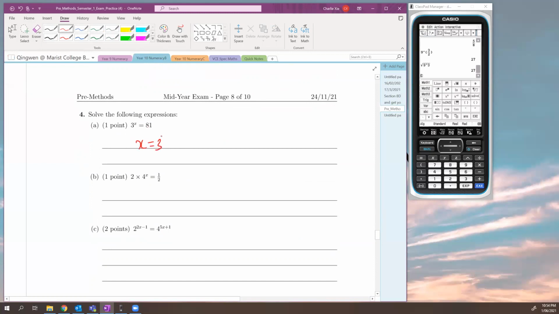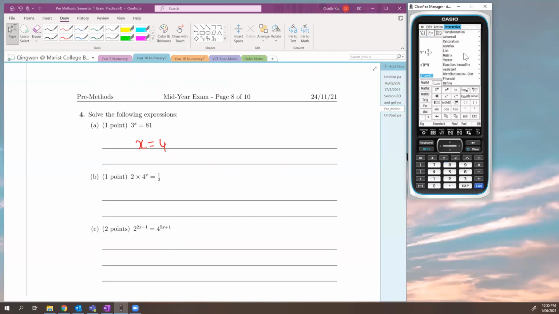So 3 to the power of x is equal to 81. So yeah, this is 4. Good. Next one, we can just do it in your calculator.